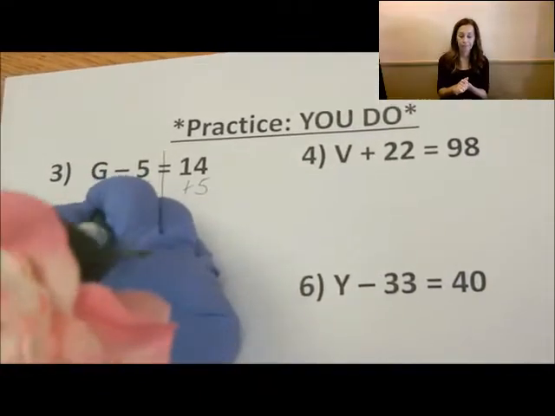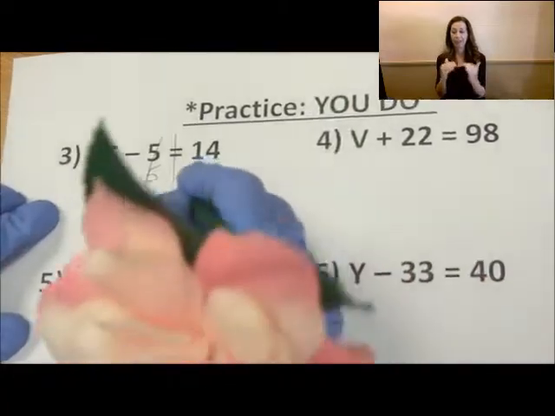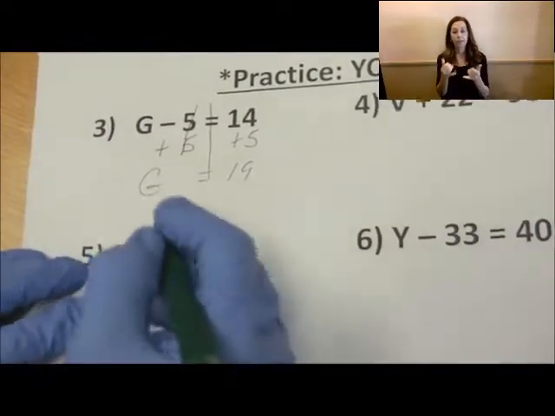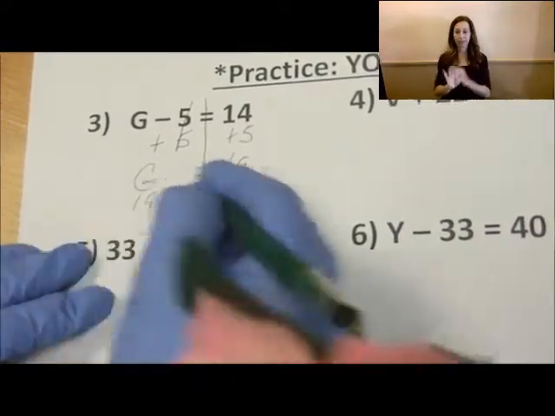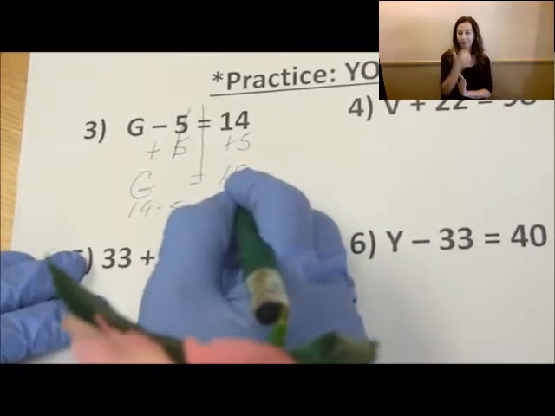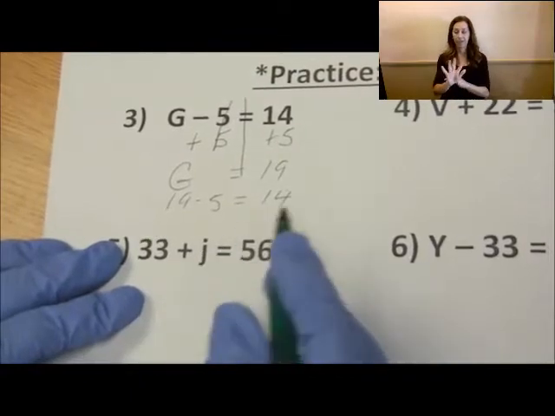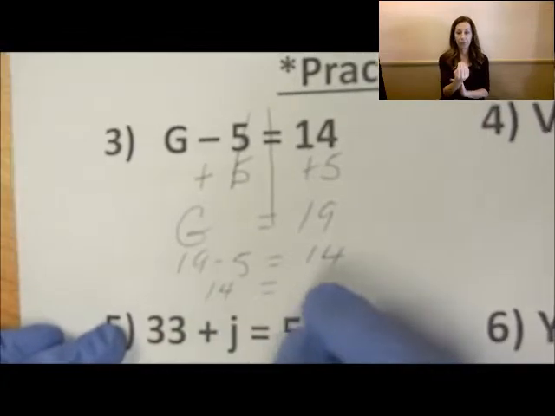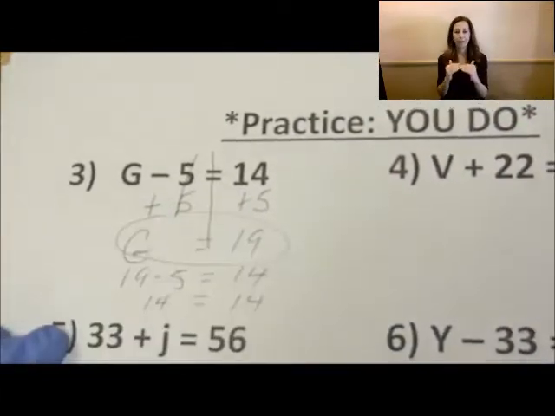So we've got g, this cancels, g equals 19. So now if we substitute, we will have 19 minus 5 equals 14. So 19 minus 5 is 14 equals 14. And there we are. So g equals 19.